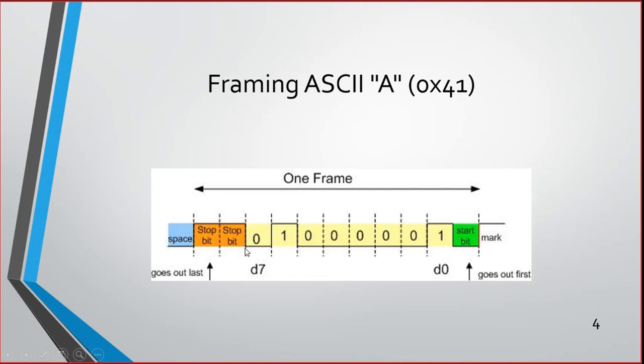Then, in order to show that the transmission of data is over, stop bits are used. A stop bit is nothing but the pin being taken back from low to high. You can have either one stop bit or two stop bits according to the configuration of the program. So this is known as the frame format for UART data transmission. Here you can see the start bit goes out first, and the last is the stop bit. So this is how the data is sent.